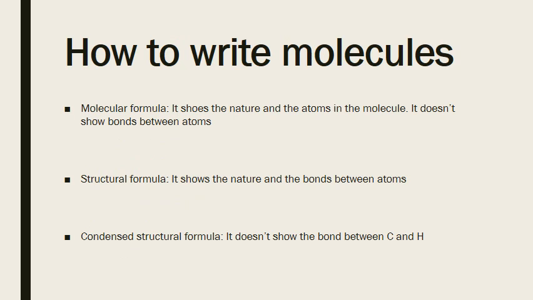Molecular formula shows the nature and number of the atoms in a molecule. It doesn't show bonds between atoms. For example, CH4, C2H4, C6H12O6. When we write it in this form, this is the molecular formula.